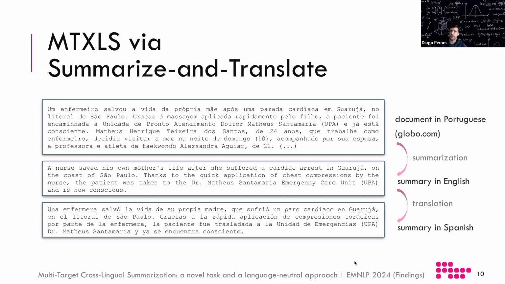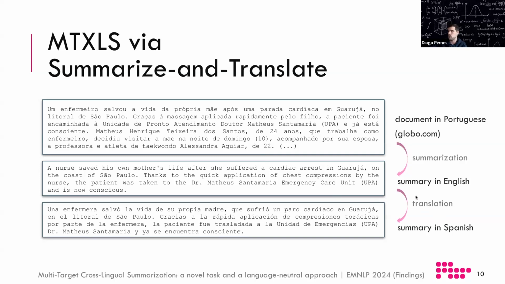Of course, a very straightforward approach for multi-target cross-lingual summarization is summarize and translate. In summarize and translate, what you do is first you generate a summary in one of your target languages. So here the document was in Portuguese and you wanted to have summaries in English and in Spanish. So first you would generate a summary in English, and then you would translate this summary using a machine translation model into each of the remaining target languages.